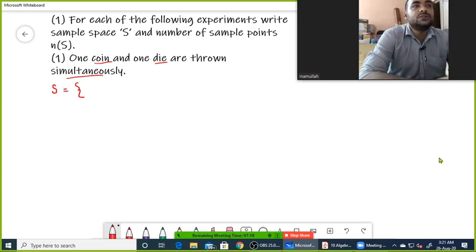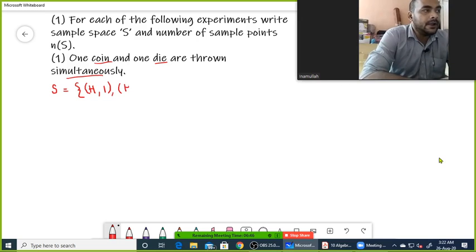When I toss a coin, it is possible that I'll get head on the upper surface of the coin, and I could get one on the die. So this is the first possibility: head in the coin and one on the die. Second possibility, by tossing one coin and throwing one die, could be head and two. Third one is head and three. Same way, we can have head and 4, head and 5, and head and 6 on the die.